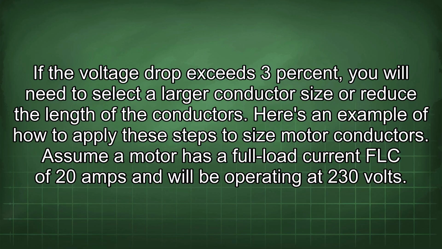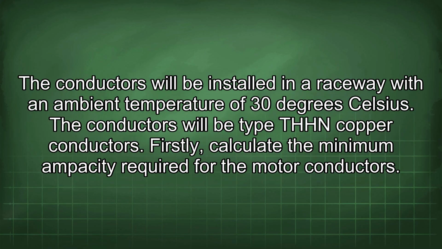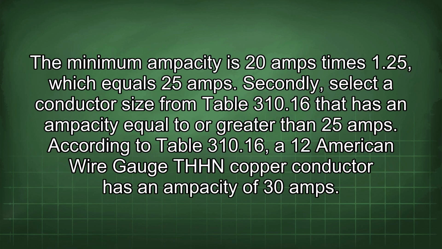Assume a motor has a full load current (FLC) of 20 amps and will be operating at 230 volts. The conductors will be installed in a raceway with an ambient temperature of 30 degrees Celsius. The conductors will be type THHN copper conductors. Firstly, calculate the minimum ampacity required for the motor conductors. The minimum ampacity is 20 amps times 1.25, which equals 25 amps.